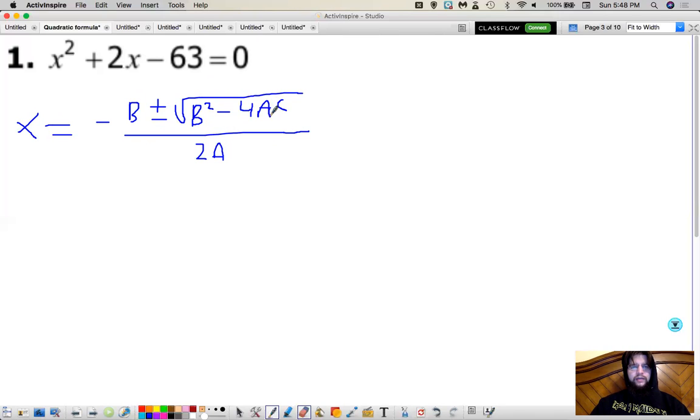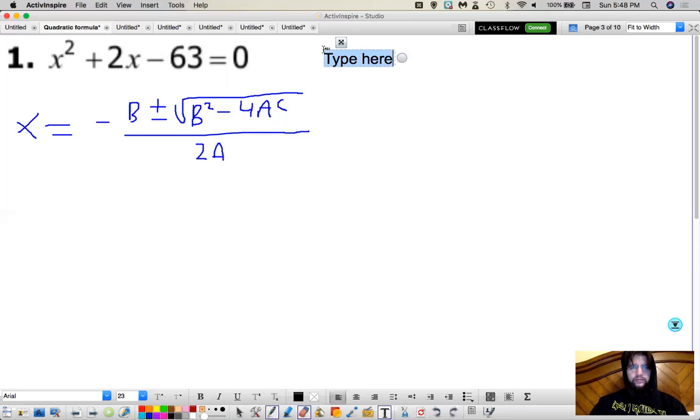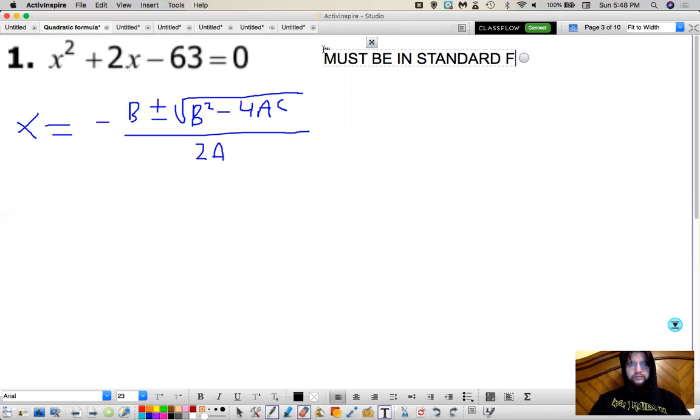Now when you're starting, it might be helpful to just write out what a, b, and c are. It is in standard form. You've got to check that. ax squared plus bx plus c equals 0. It's got to equal 0. If it doesn't equal 0, make it equal 0. Put it in standard form first. So if I do that, a is 1, b is 2, and c is negative 63.